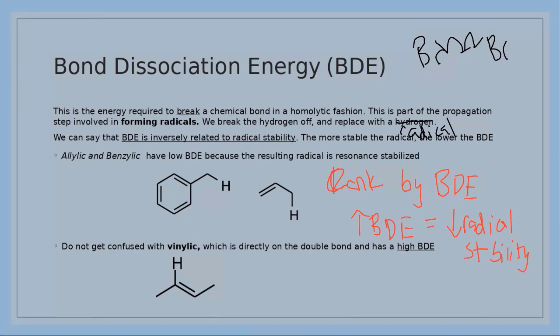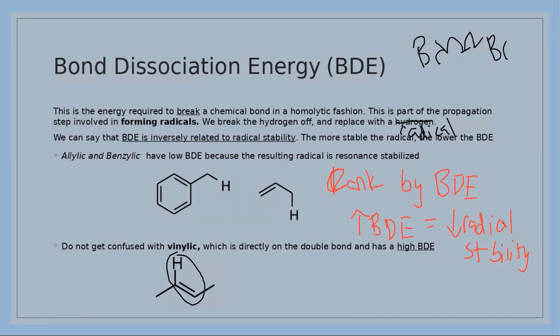Now we're going to look at some different hydrogens that differ in stability. We have the allylic and benzylic hydrogens, and we know that these are resonance stabilized. So they're going to have extremely stable radicals, which means a lower bond dissociation energy. But be careful not to get confused with vinylic hydrogens. Although allylic and vinylic hydrogens look similar, this hydrogen here is directly on the double bond. So when we remove that hydrogen and place a radical, it's an extremely unstable radical, and it's going to result in a high bond dissociation energy.